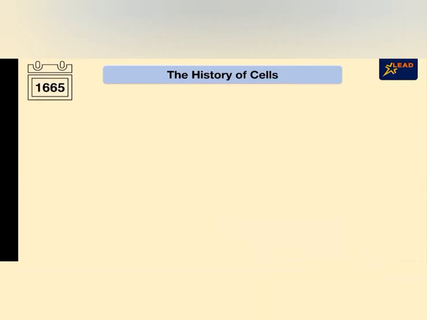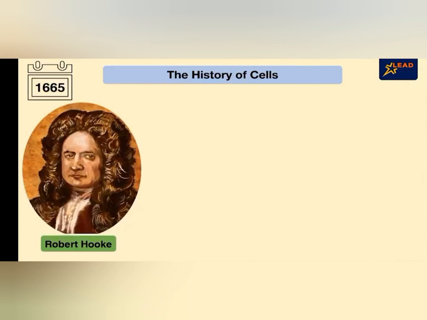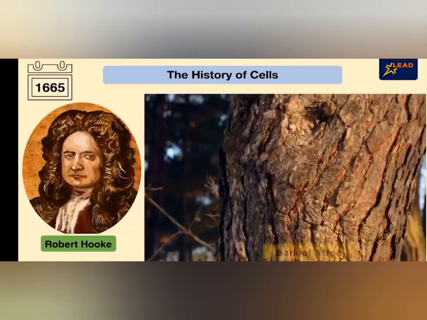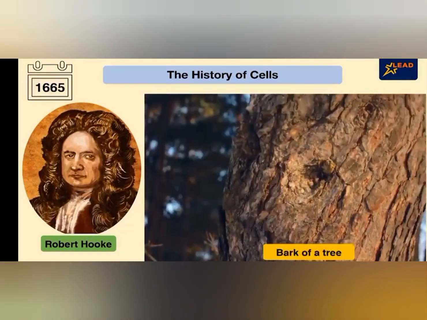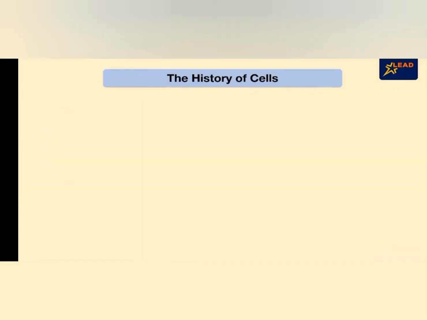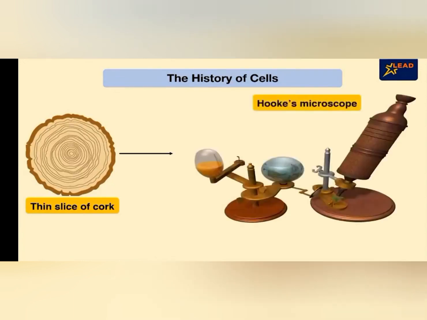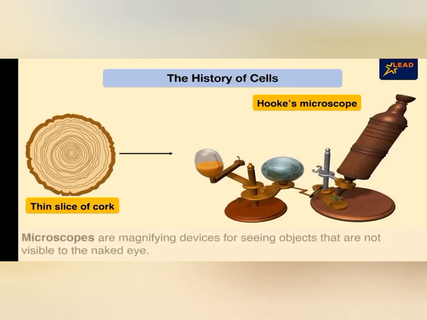Much later, in 1665, Robert Hooke was the first scientist who investigated the dead bark of a tree by taking a thin slice of cork from the bark. That thin slice of cork was observed using a magnifying instrument. These magnifying instruments are called microscopes. They are devices for seeing objects that are not visible to the naked eye.